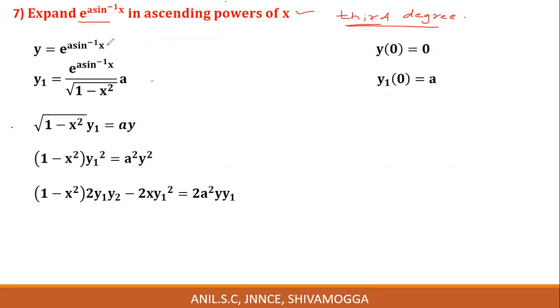Y is equal to e power a sin inverse x. This is the given function. That means y of x is equal to e power a into sin inverse x. Here y means y of x. Put x is equal to 0. When x is equal to 0, this will be e power a into sin inverse 0. And sin inverse 0 is 0 itself. Therefore, collectively, this is e power 0 and e power 0 is 1. This is not 0, this is 1. Y of 0 is equal to 1.